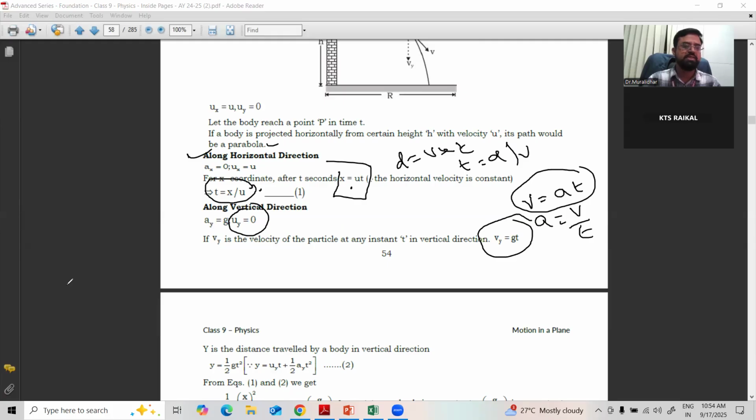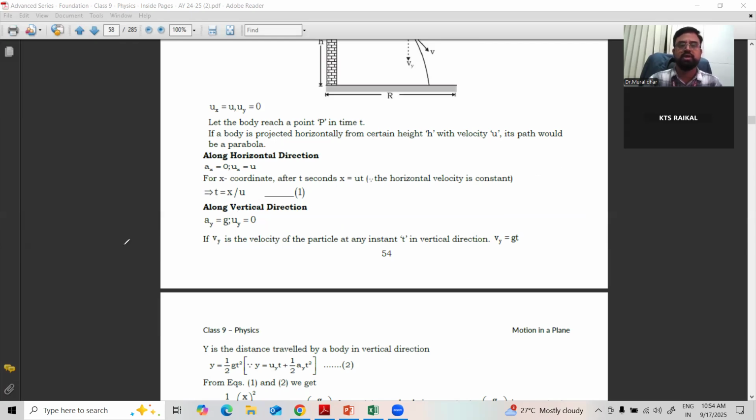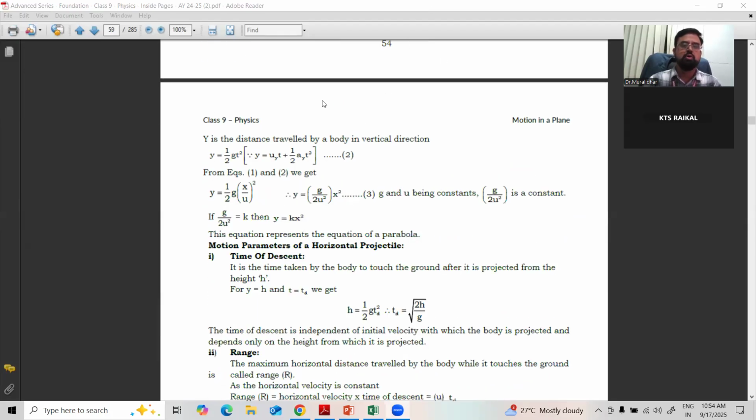So these are the conditions for the two cases, along the vertical direction and along the horizontal direction. In the horizontal direction, there is no acceleration and velocity is u. In the vertical direction, acceleration is g and initial velocity is 0. So one is 0, the other has a value in both cases. Then, if y is the distance traveled by the body in the vertical direction, y is equal to ut plus half at square. S is equal to ut plus half at square. In the vertical direction it is only half at square, because u is 0. There is no velocity vertically.